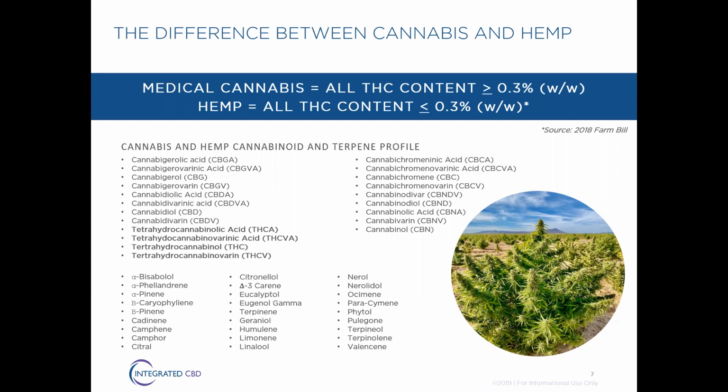Now, you'll see various cannabinoids and hemp terpene profiles listed below. They all look very similar between the two. And again, this is a legal definition separating the two types of cannabis.